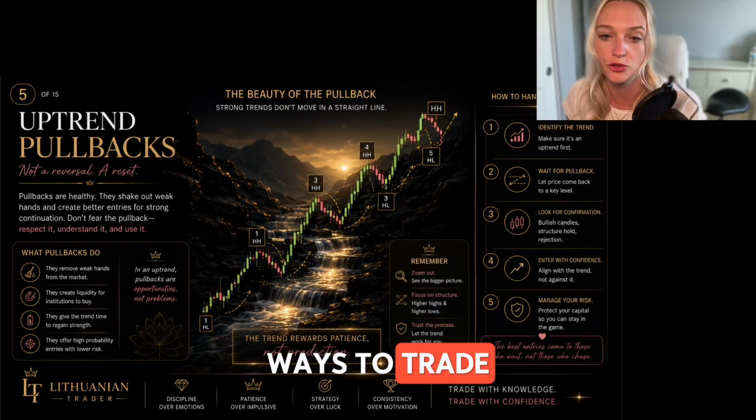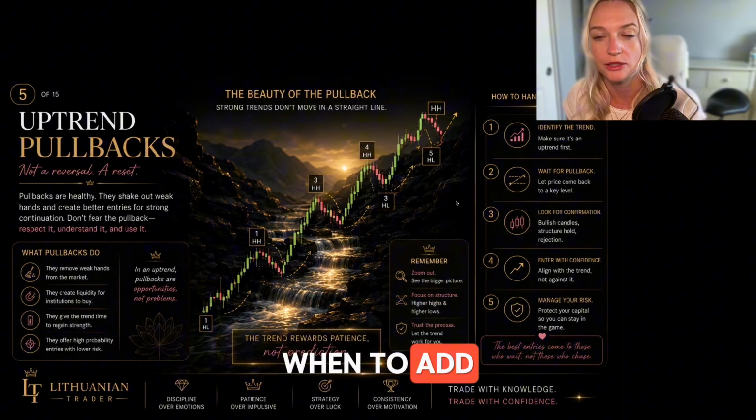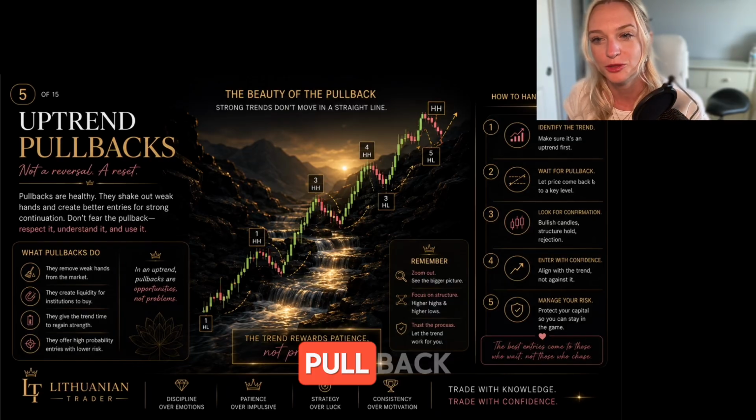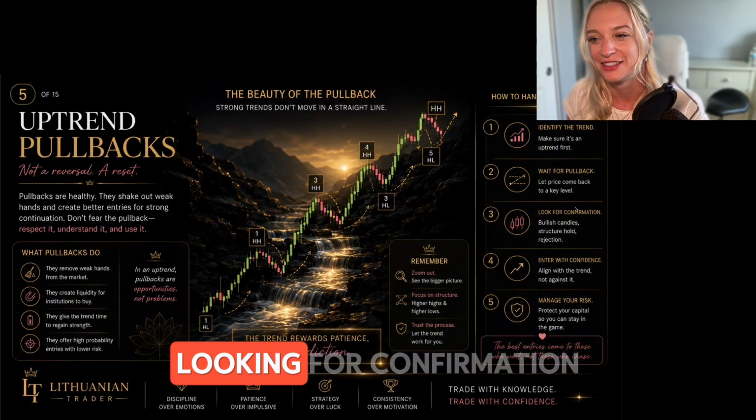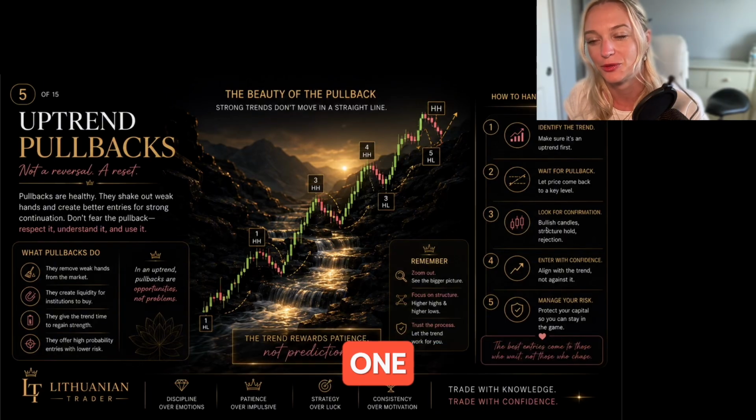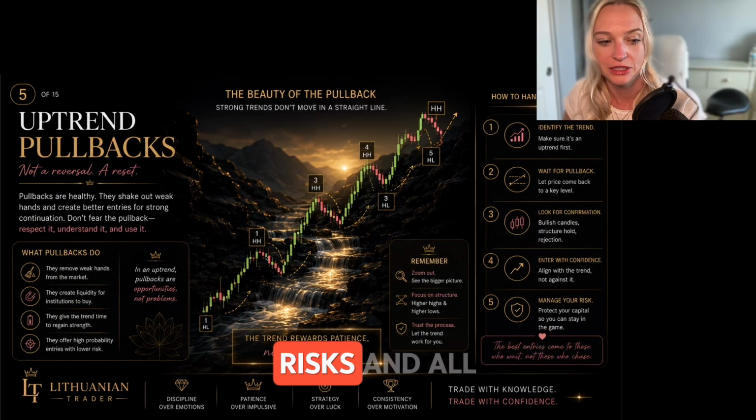So there's a couple of ways to trade: to get into a trade, and to add to your trade too. Waiting for the pullback, right? There you go. Looking for confirmation. That's a hard one, but yes. So you're managing your risk and all that.